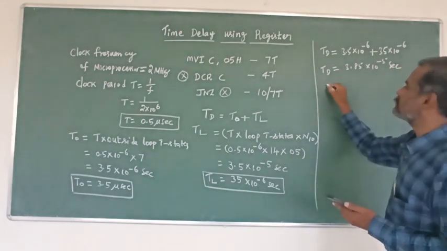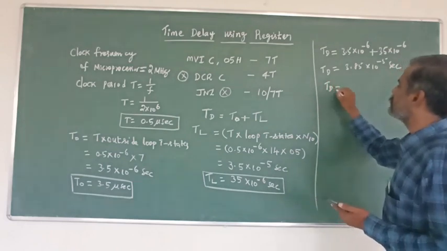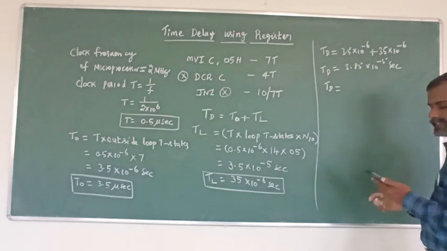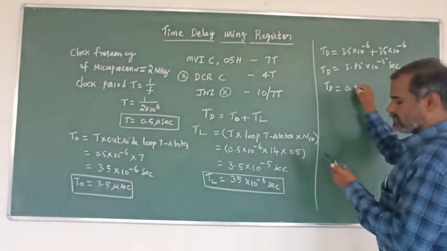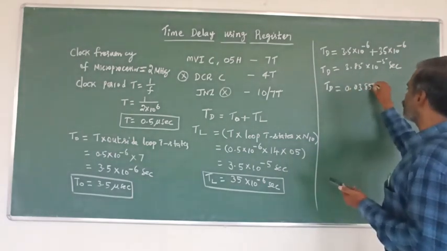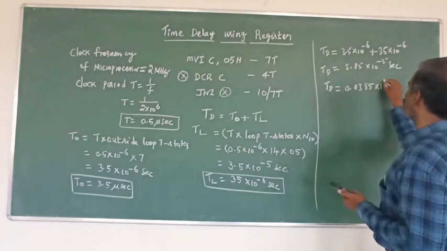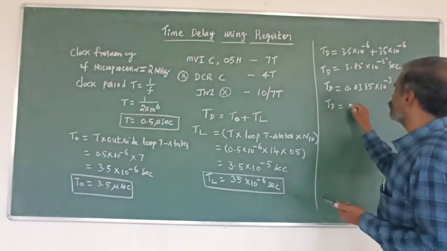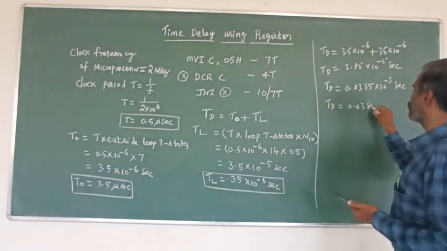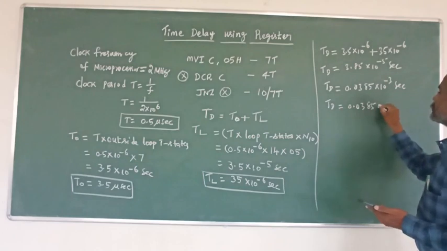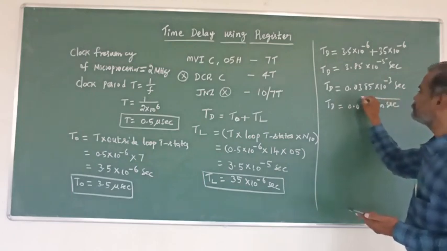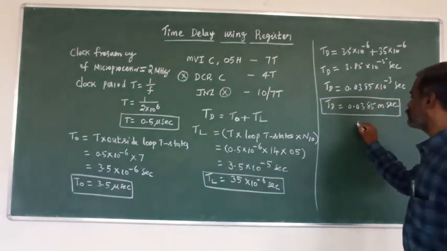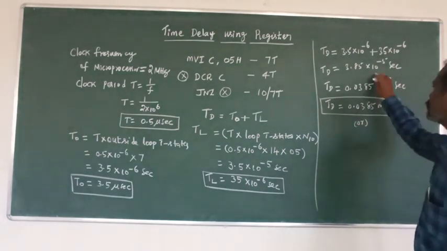Now to convert into either microseconds or milliseconds. Milliseconds: 0.0385 into 10 to the power of minus 3 seconds. Now TD equals 0.0385 into 10 to the power of 3, which means milliseconds.